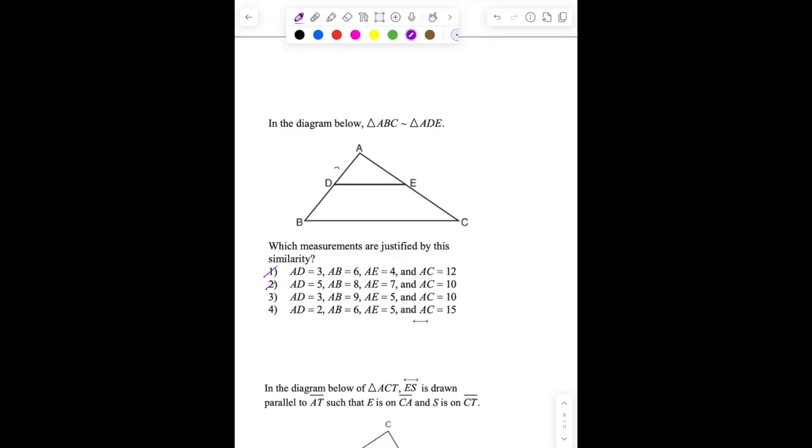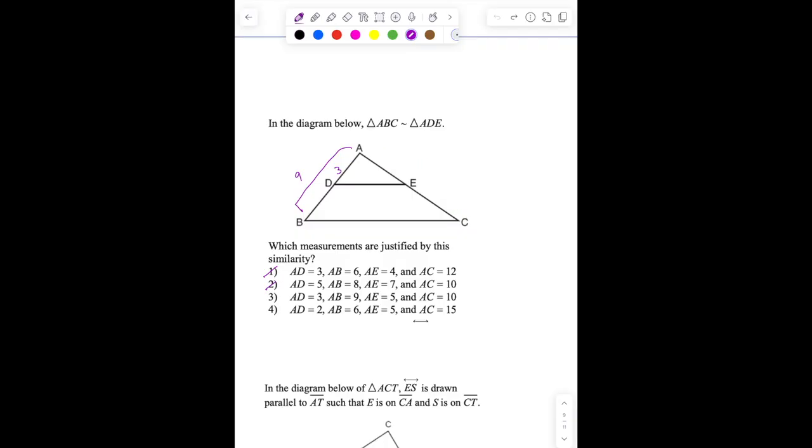So let's try the next one. AD is 3, AB is 9, AE is 5, and AC is 10. I don't think that one's going to work out either, but let's check it out. 3 over 9 equals 5 over 10. And nope, we have 30 is equal to 45. So that does not work out.